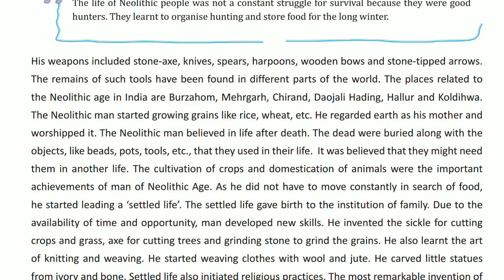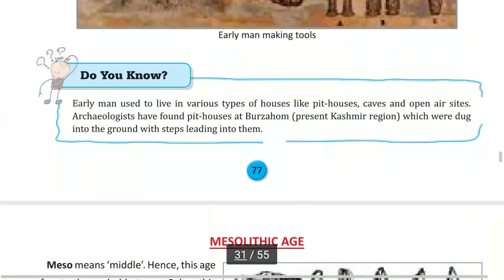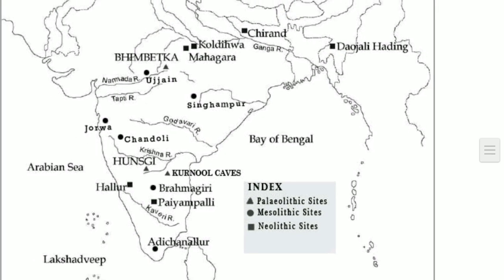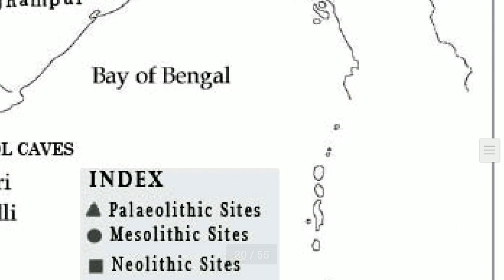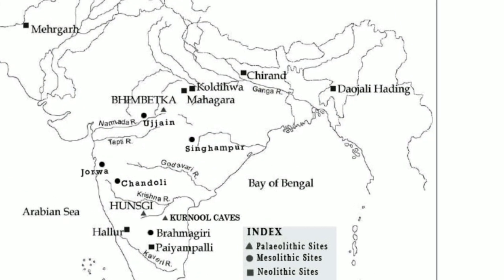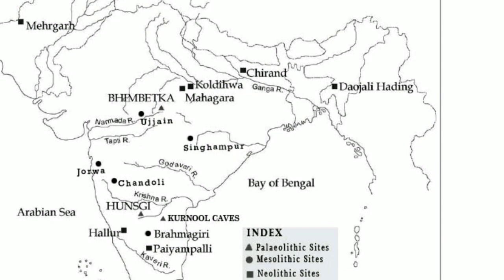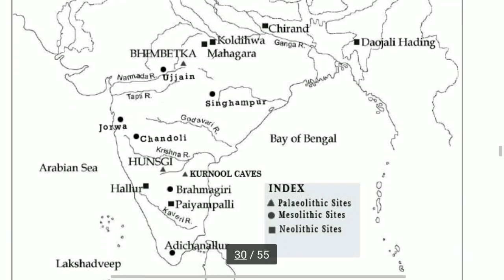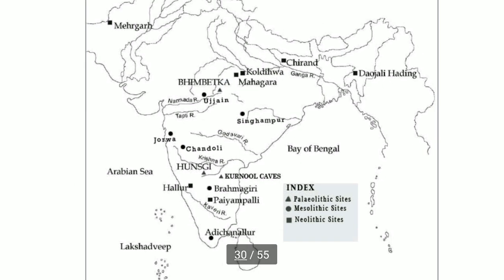The places related to Neolithic age in India are Burzahom, Mehrgarh, Chirand, Daojali Hading, Hallur, and Koldihwa. You can easily see these places on the map. Now come to the map. Here is the map, and you can see Neolithic sites easily. जहाँ पे स्क्वायर बना हुआ है वो सारे नियोलिथिक हैं. Here you can see Koldihwa, Hallur, Daojali, Chirand, Burzahom, Mehrgarh also. So with the help of the map we can easily find the location of their living sites.